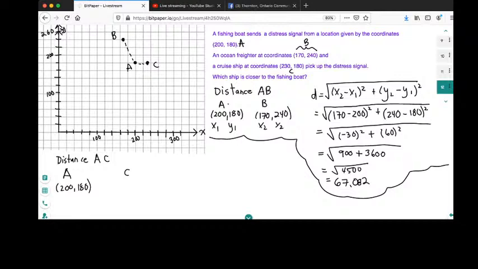So let's go ahead and plug these in. So then C is going to be 230 and 180. Now, again, we need to determine which one's x1, y1. In this case, it makes sense to do this. Like I said, again, for this type of question, it doesn't really matter. And then we're just going to plug in our distance formula.